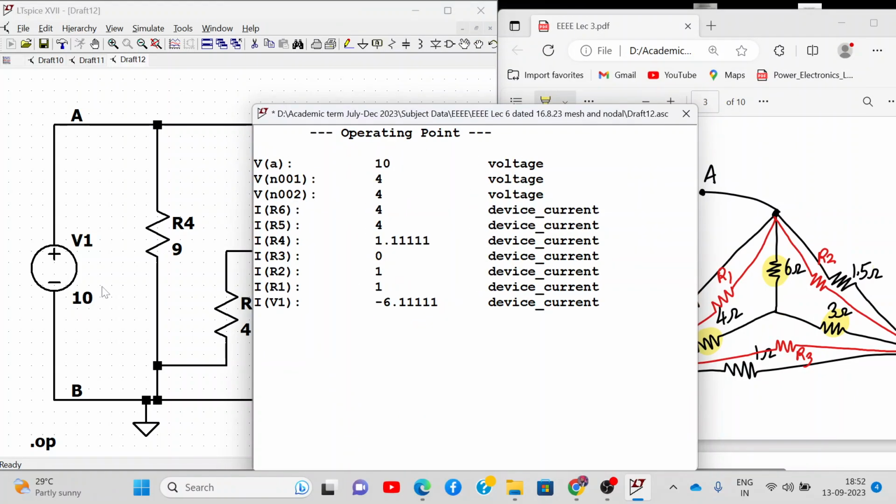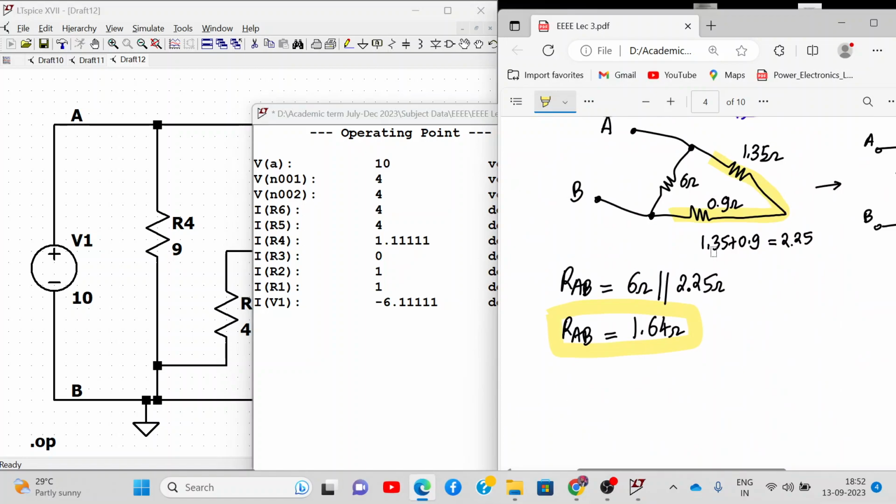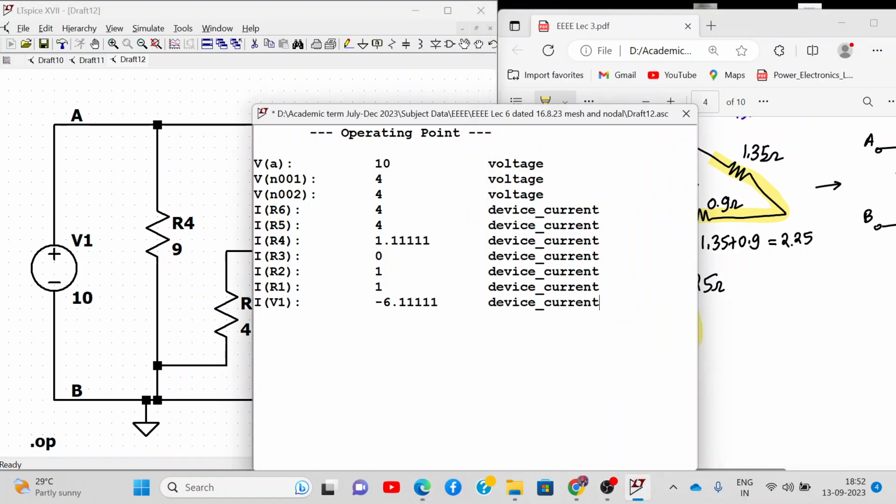See, V1 is around 10, and the current flowing through it is 6.11. So 10 divided by 6.11, I am getting close to around, how much was the answer? 1.64, and I got the answer as 1.636. So it's almost the same. Got it? So yeah, I'll note it down. This current over here is 6. I told you, do not worry about the negative sign. The voltage divided by the current flowing through this voltage source.